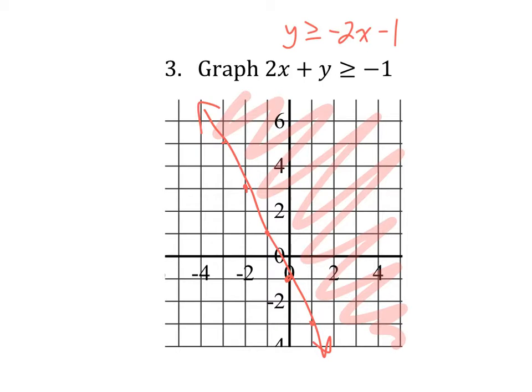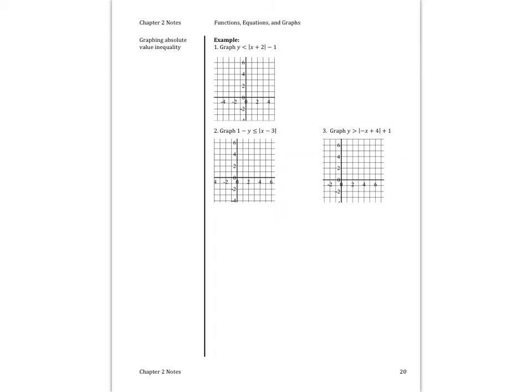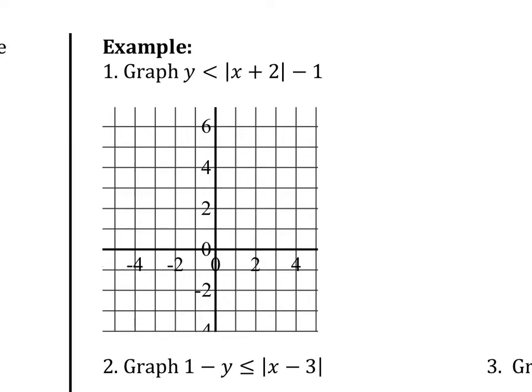Okay, the next thing we're going to do is absolute value. So recall from last week how to graph an absolute value. You're going to start with the vertex, graph the slope, reflect it over, and if it's going to be less than or greater than, it's going to be dotted lines.